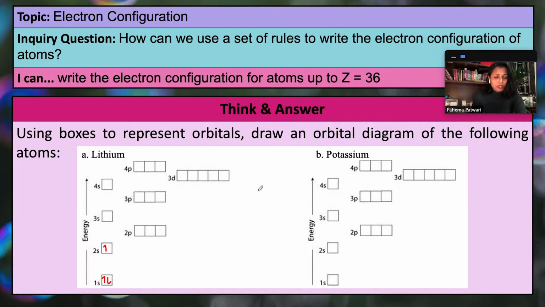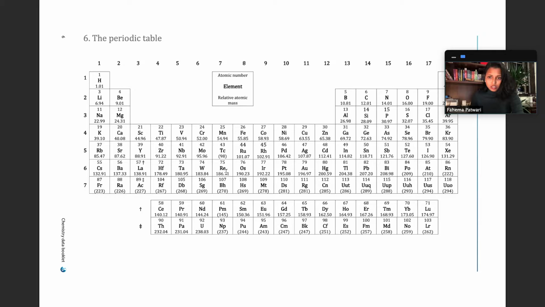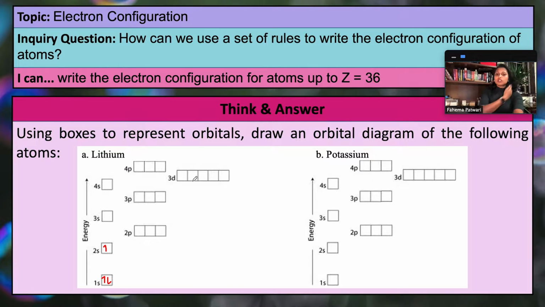All right, so next we're going to do the same thing for potassium. Potassium is K, and we see that right over here. All right, so that's atomic number 19. That's 19 electrons. So we start from the bottom. Fill up 1s before moving up.